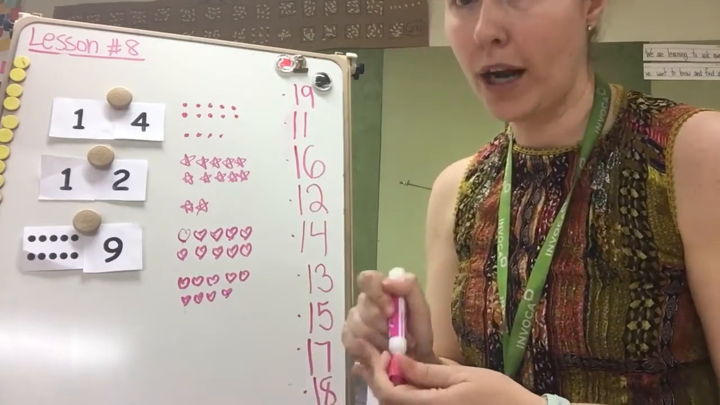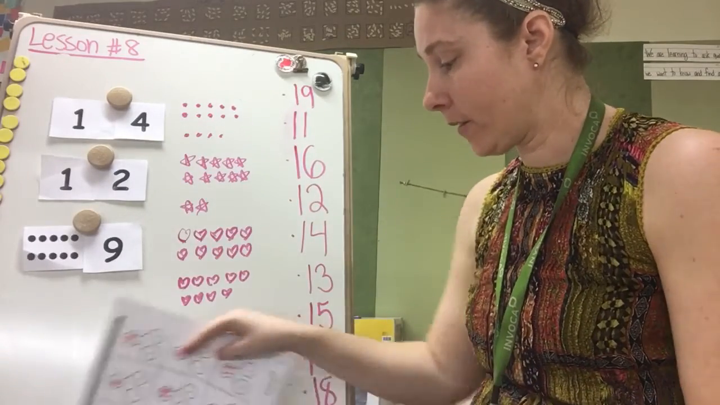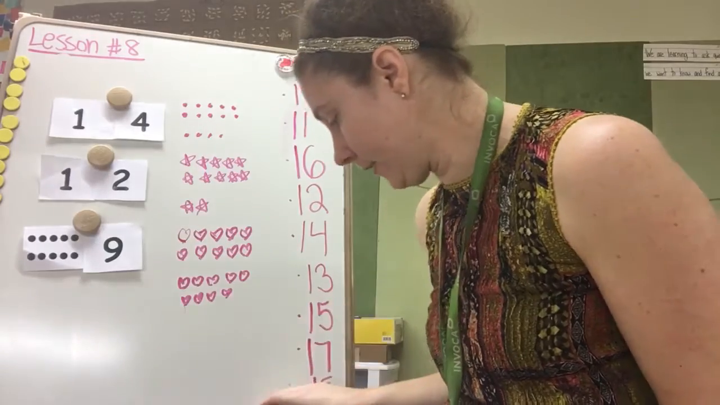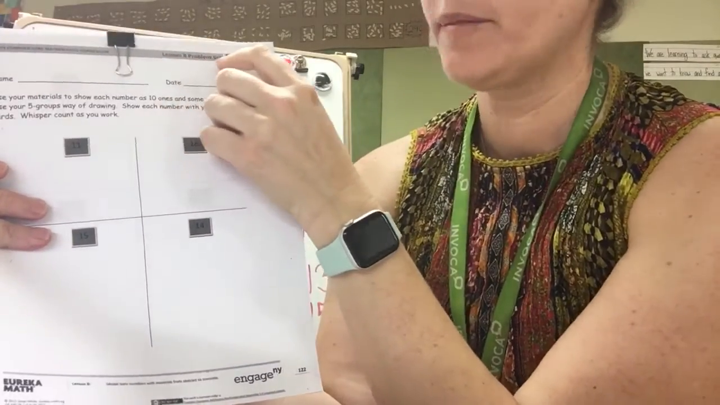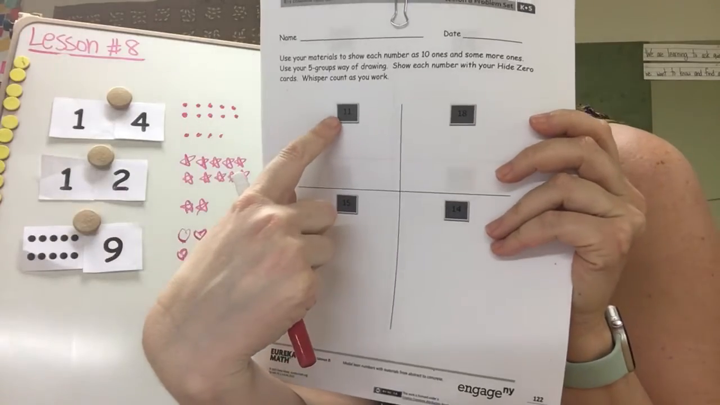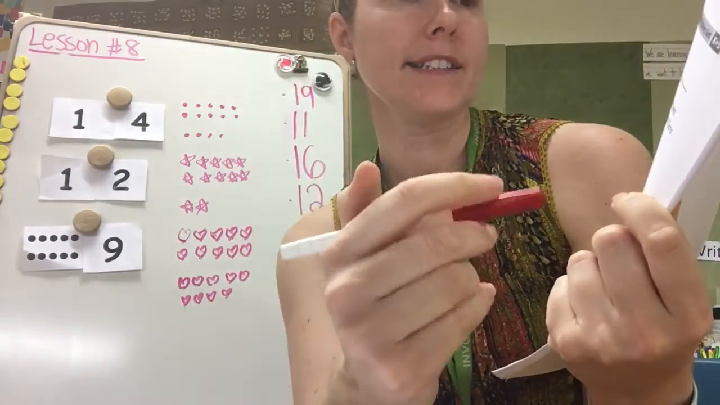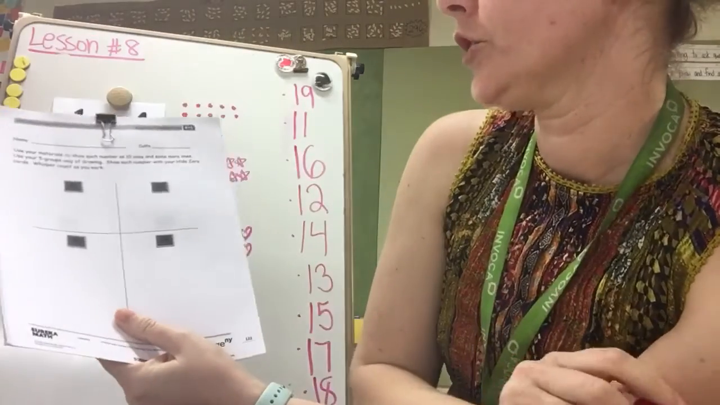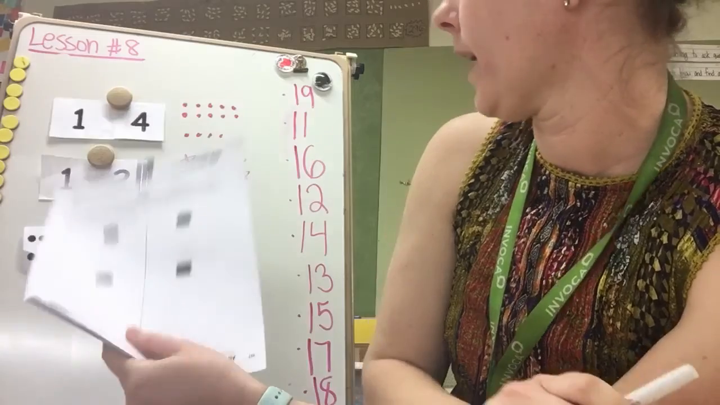Okay, it's time for our problem set. And this actually was a little teaser for the problem set to help you get ready. So grab your problem set. Lesson 8 problem set, page 122. So you can see a teen number, 11, 18, 12, 14. What it says is, use your materials to show each number as 10 ones and some more ones.